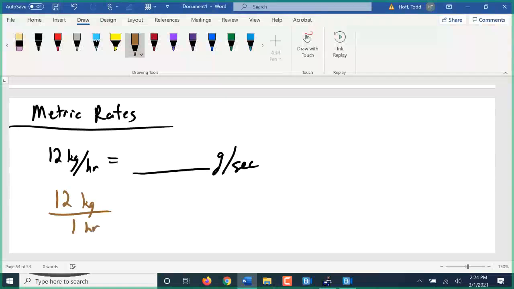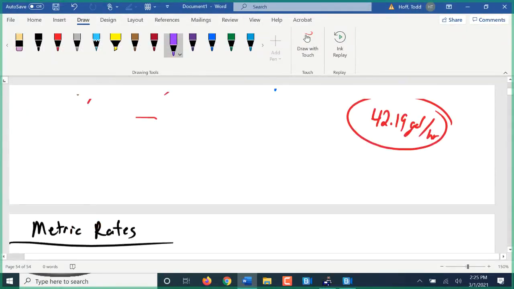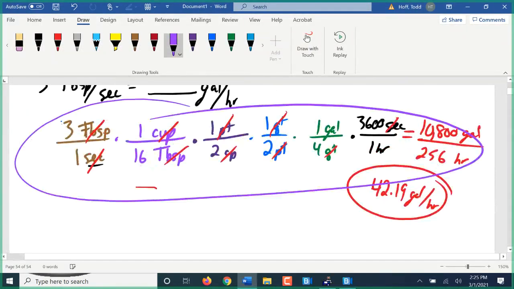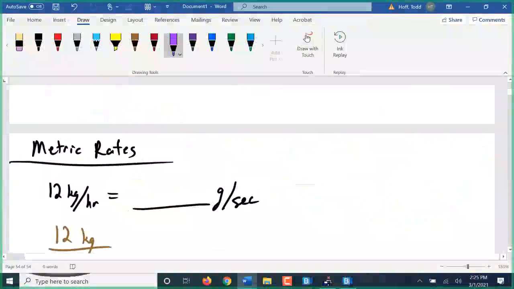Kilograms over 1 hour. We need to change kilograms to grams, and we need to change hours to seconds. It really doesn't matter which one we do first, but because it's a mixture of standard and metric units, we're going to have to do 2 separate processes for it. We can't do it all out in one big chain like we did up here. Well, we could, but it makes things a little different for us.